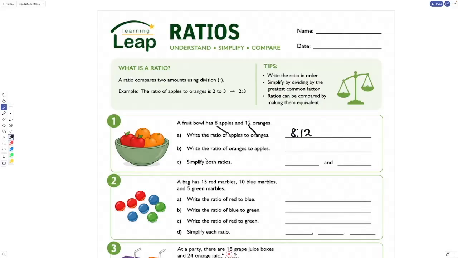Write the ratio of oranges to apples. The ratio of oranges to apples is going to be, well, it says oranges first here, right? So you replace the words with the numbers. So you're going to replace oranges with 12. If you said 12, good job. And then apples is going to be 8. And that would be the final answer for that. We just reversed it. And now it wants us to simplify both.